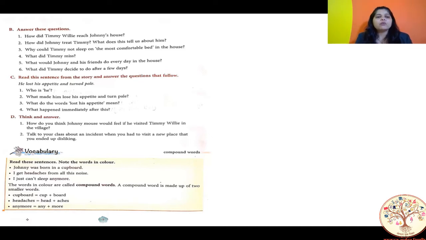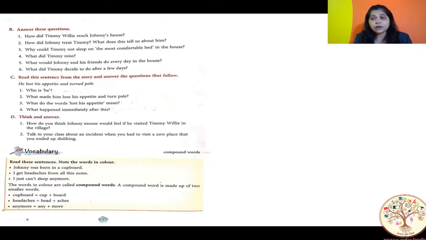What happened immediately after this? Now, after this, everyone was shocked. Why did he turn pale? You want some rest or you want something to eat? You want some jelly to eat? And he said, no, I just want to take rest. So this was all about C section. Now moving towards the D. Think and answer. How do you think Johnny Mouse would feel if he visited Timmy Willie in the village?